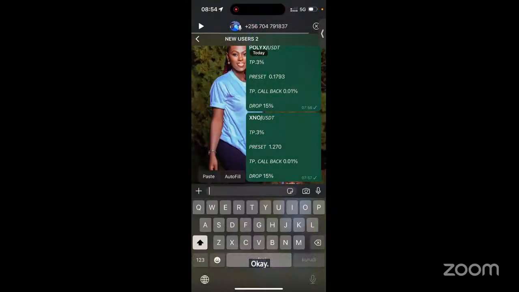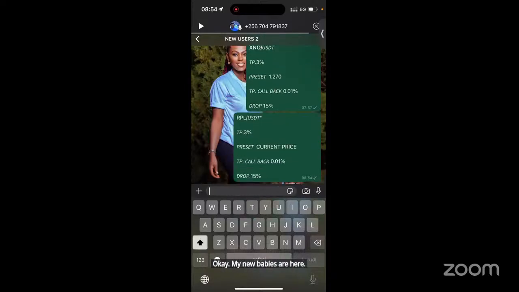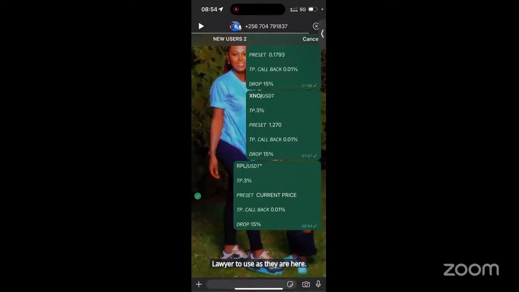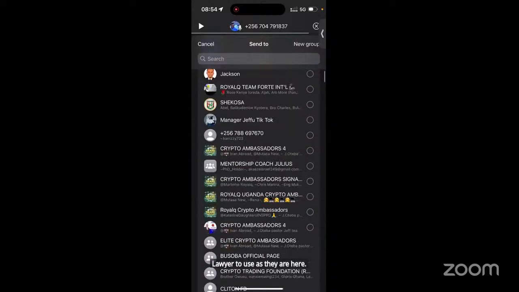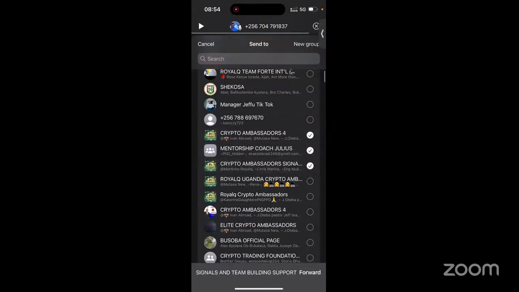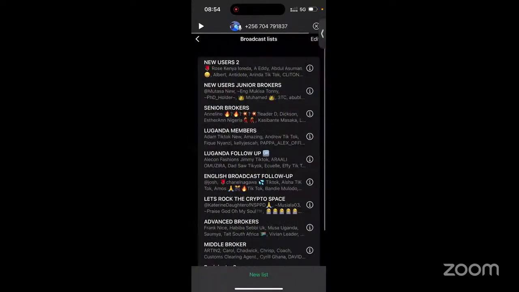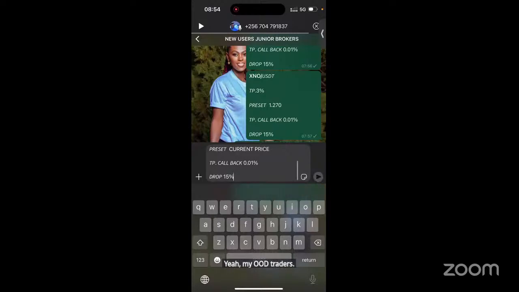My new babies are here. New loyalty users, they are here. Where are my already traders? These ones are very old, but okay.